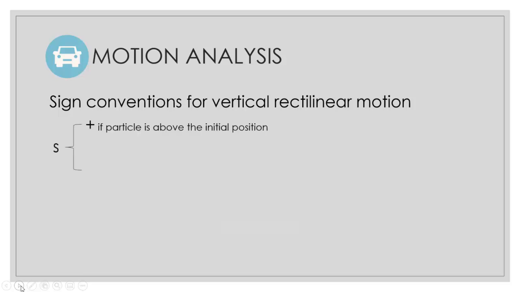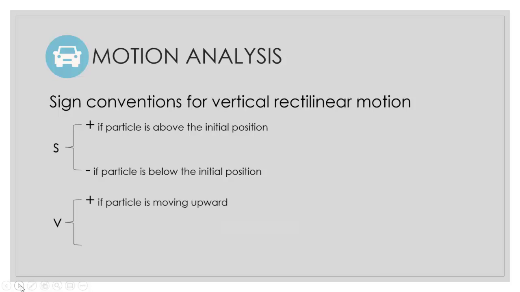The displacement s is positive if the position of the object is above its initial position, while it is negative if the particle is below its initial position at a certain point in time. On the other hand, the velocity v is positive if the particle is moving upward at a certain point in time, while it is negative if the object is in a downward motion.